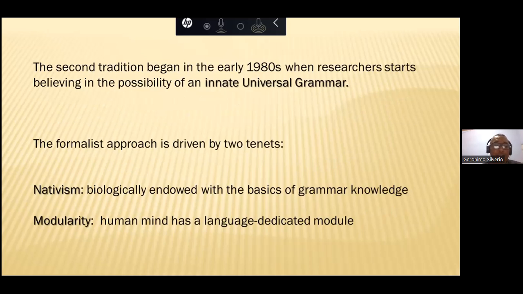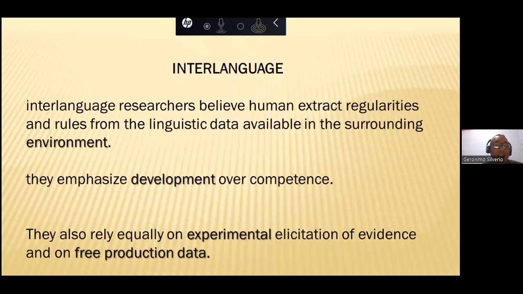The formalist approach is driven by two tenets. Nativism says that biologically humans are endowed with the basics of grammar knowledge, and modularity says that the human mind has a language-dedicated module. Interlanguage researchers believe that humans extract regularities and rules from the linguistic data available in their surroundings. They emphasize development over competence, and they rely equally on experimental elicitation of evidence and on free production data.